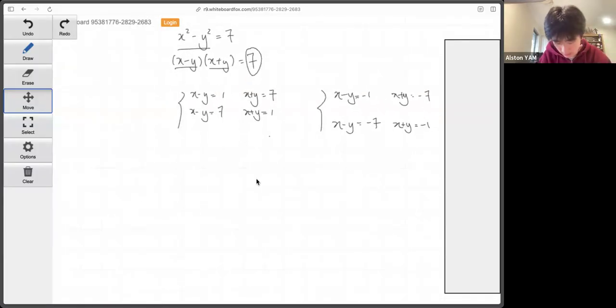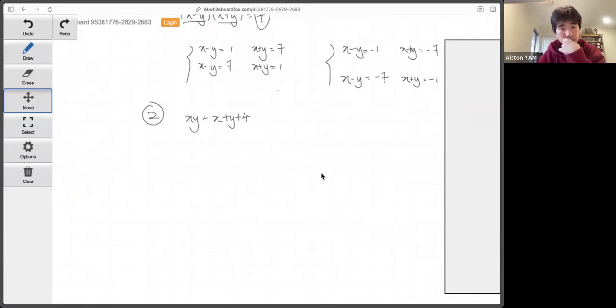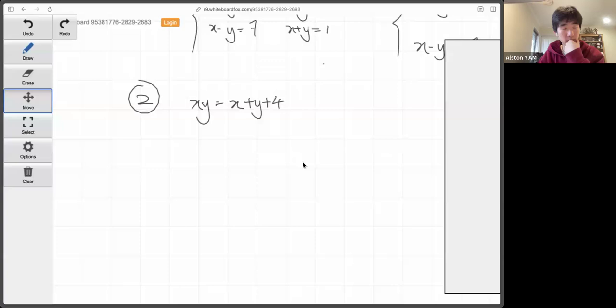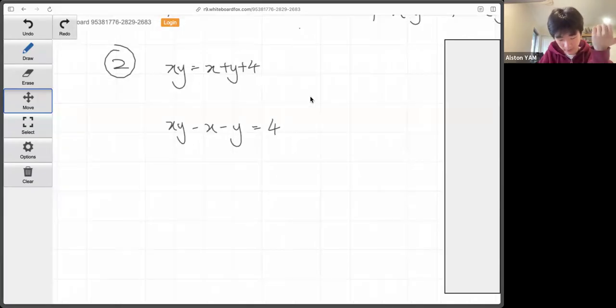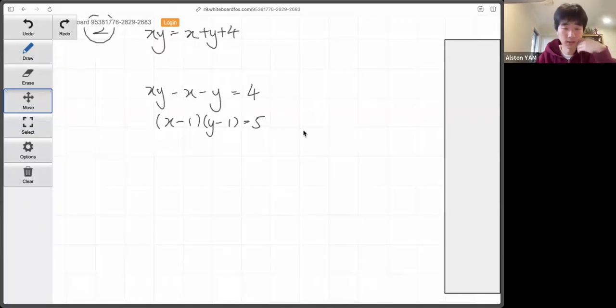So another problem, let's look at this problem. If we want to find all integers x, y such that x times y is equal to x plus y plus 4. I'm just choosing 4 here because it makes the final thing a little nicer. So we can also factor this, right? Because we can do xy minus x minus y is equal to 4, and then we can factor it into (x minus 1)(y minus 1) is equal to 5, just adding 1 on both sides, and you can actually see it factorizes.